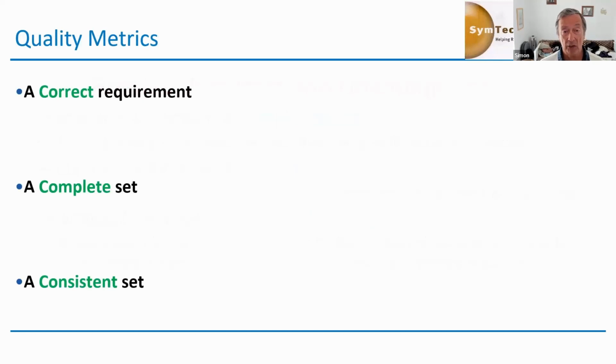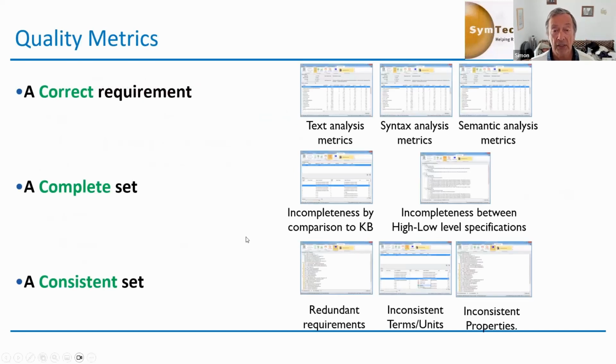Well, a correct requirement, for me, looks at textual analysis, syntax analysis, and semantic analysis. A complete set looks at incompleteness by comparison with the knowledge base, and incompleteness between high and low level specs. For consistency, we look for redundancy and inconsistent use of terms, units, and properties. Now, I don't have time to go through it all, so I'm just going to look at correctness to show you how we can use natural language modeling and an AI tool to come up with a correctness metric.